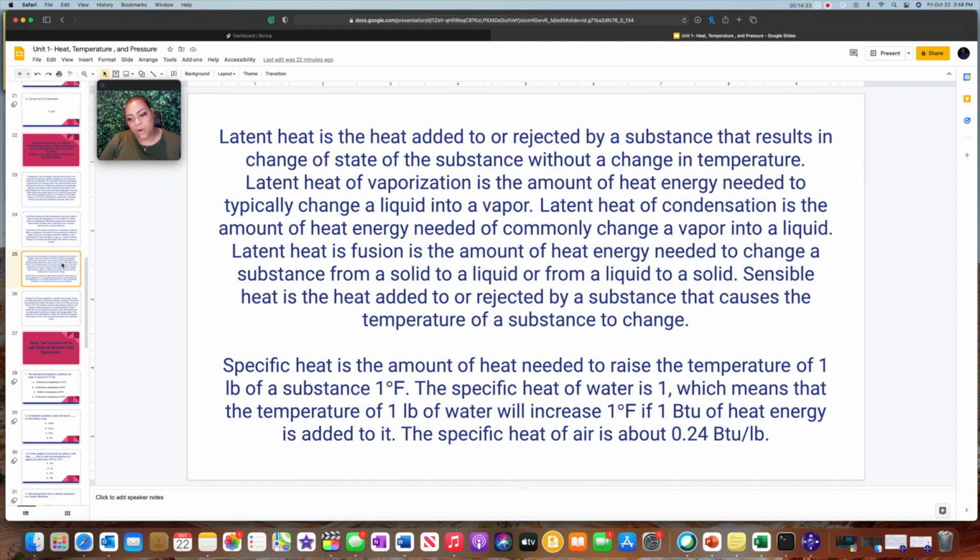So the specific heat of water is 1, which means that the temperature of 1 pound of water increases 1 degree Fahrenheit when 1 BTU of heat energy is added to it. If you are looking at the BTU chart, that is the heat energy added. So the specific heat of air is about 0.24 BTUs per pound.